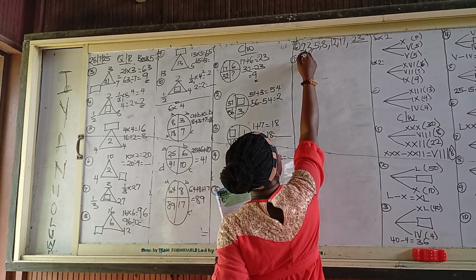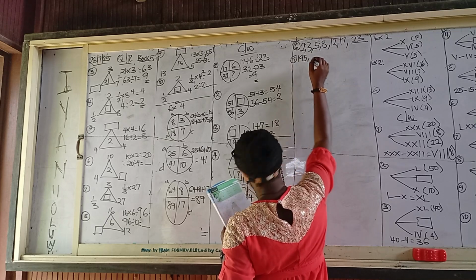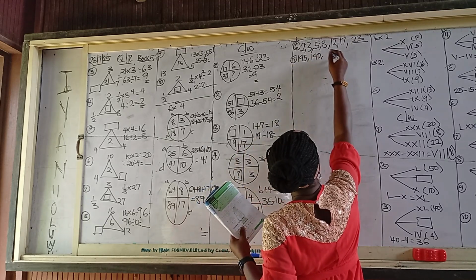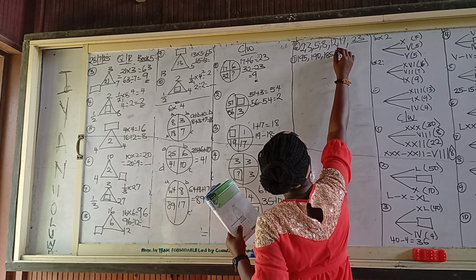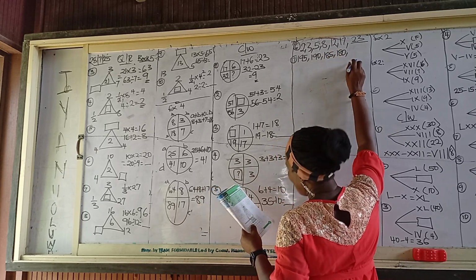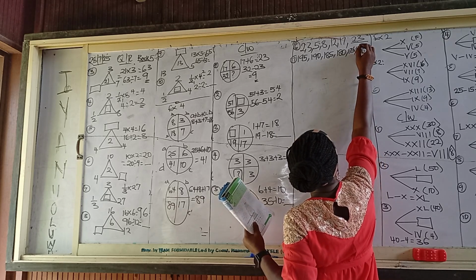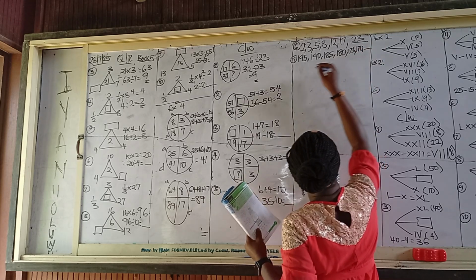Now we are having 195, 190, 185, 180, 175, 170. You should be able to do that.